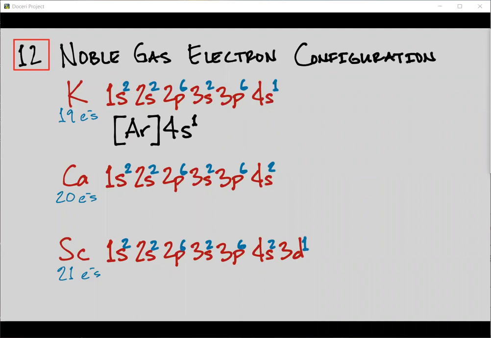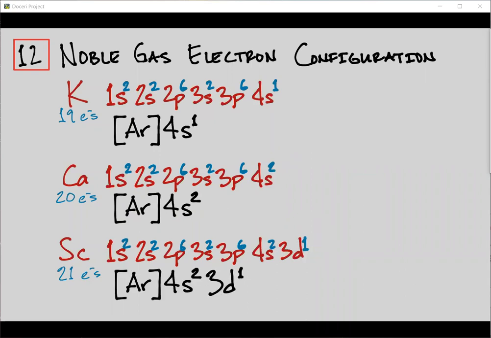We can do the same thing for calcium. Again, argon in brackets, and then 4s2. And for scandium, that would be argon again, followed by 4s2 and 3d1. And that's how you write out noble gas electron configurations.